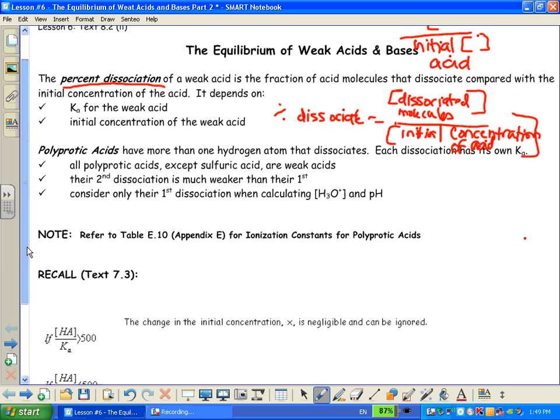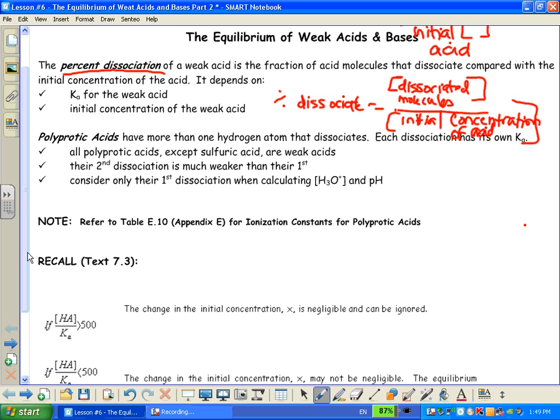Another thing that we're going to look at today is polyprotic acids, and I talked a little bit about this yesterday. So remember, polyprotic acids have more than one hydrogen atom that actually dissociates. Each dissociation has its own Ka value. The Ka values for any reaction can actually be found in the back of your textbook in Appendix E. So you will be using that for many of your homework questions. However, when it does come to a test or a quiz, you'll be given the Ka value, so you won't have to look them up.